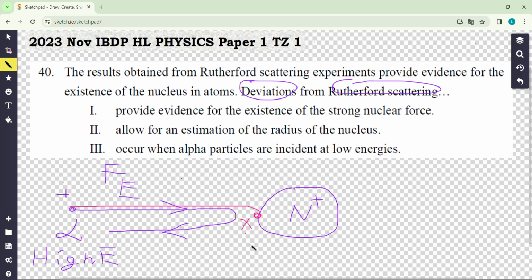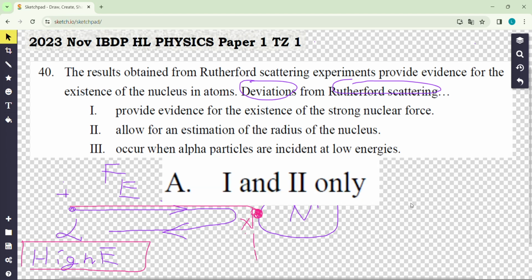from the nucleus. So what is the proof of it? It is that there is a strong nuclear force between the alpha particle and the nucleus. And the strong force attracted the alpha particle, so it does not allow it to rebound from the nucleus. And also from the transition of the energy, where Rutherford's results become deviated, we can estimate the radius of the nucleus. So the answer is A. Thank you.